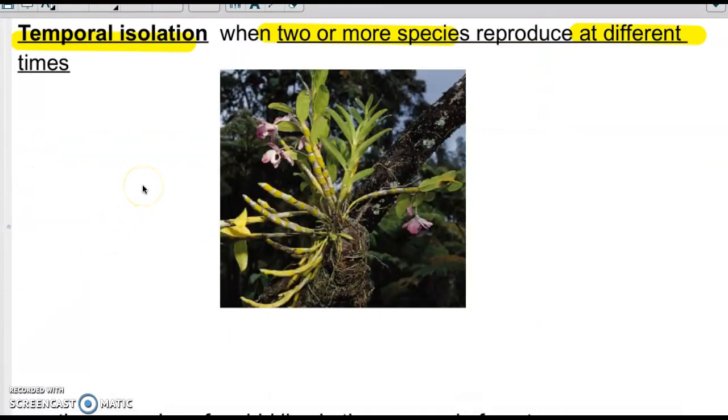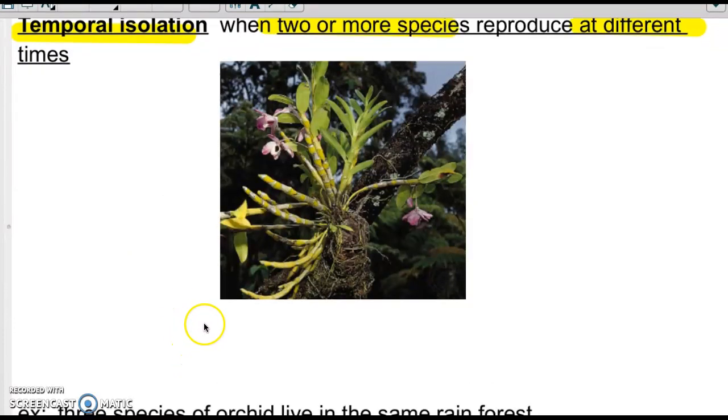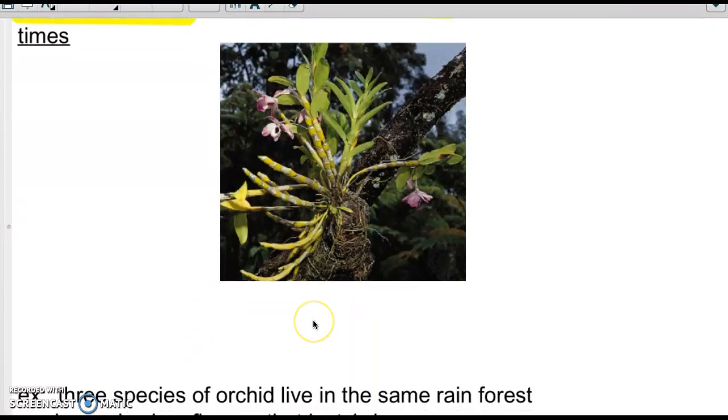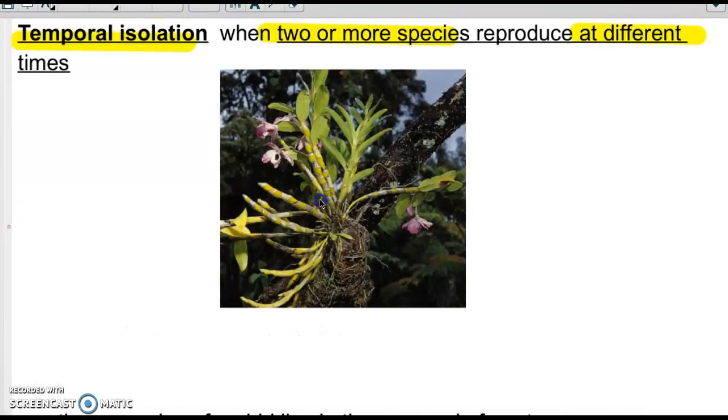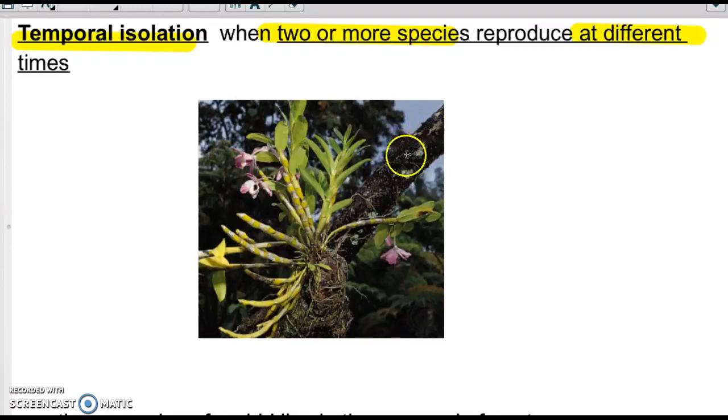The third one is called temporal isolation. Temporal isolation is just saying in time. They reproduce at different points in time, and so they are not the same species. An example is an orchid that lives in the rainforest. Literally, this orchid and another orchid next to it are two different species because they open up and bloom at different times. Because they bloom at different times, those two won't interact and mix pollen together because they're not open at the same time. That's another example of temporal, meaning time.